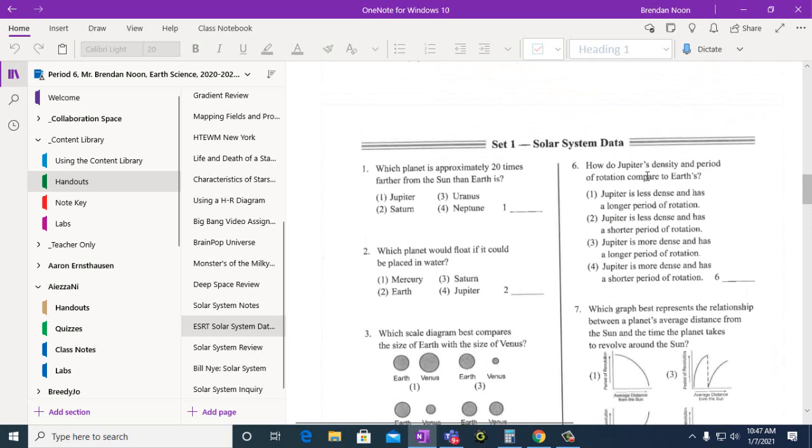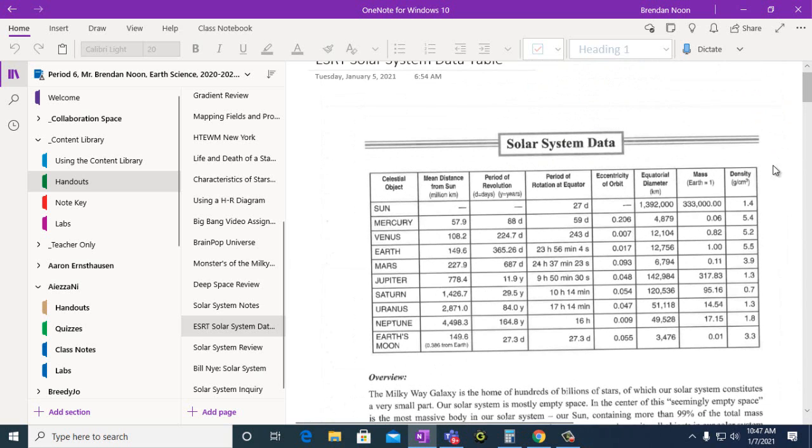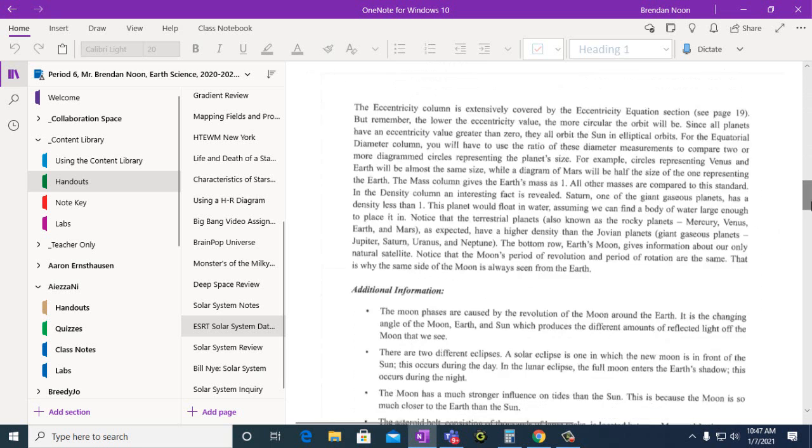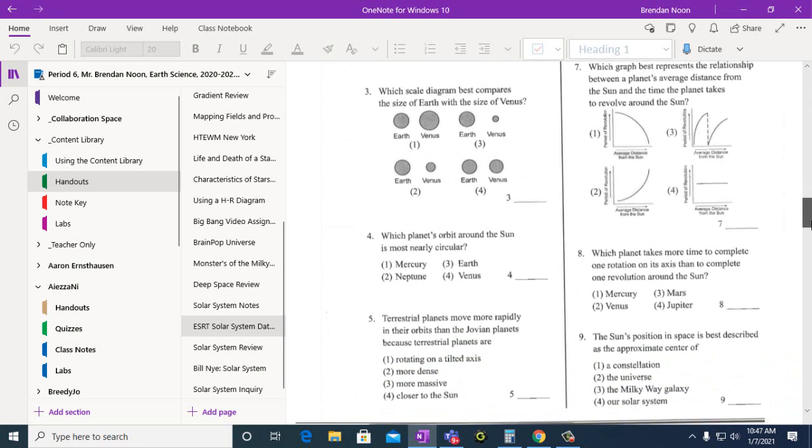How do Jupiter's density and period of rotation compare to Earth's? All right, so we're looking for density and period of rotation. So we have up here density. Earth is 5, Jupiter is 1, so it's less dense. And then we have period of rotation, 24 hours in a day for the Earth to rotate. Jupiter is only 9, only like 10 hours. So Jupiter has a shorter period of rotation and is less dense. So let's go back here.